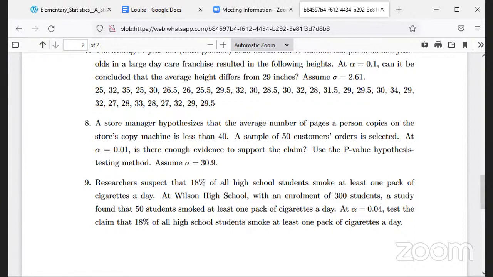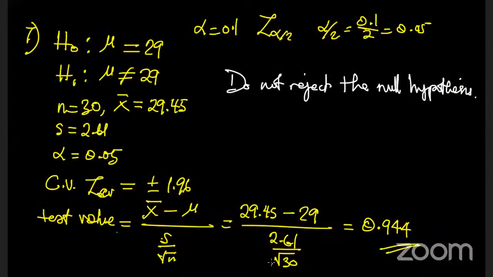Okay, let's solve this together. I just checked in and realized that we're asked to use a p-value hypothesis test method. Okay, so I think we can also use a z-value. Let's use a z-value for this particular presentation, and later I'll add on the p-value.